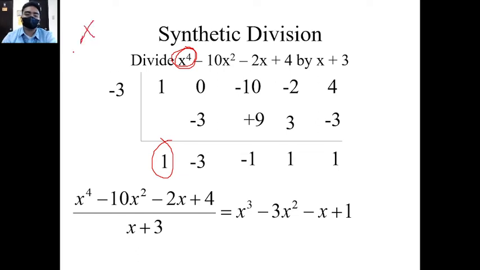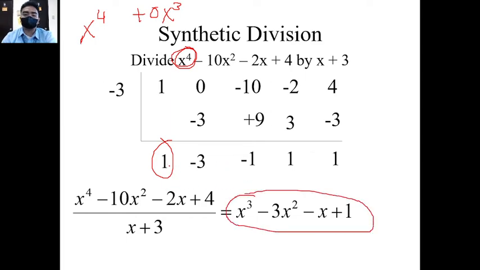It is x raised to 4, isn't it? So what is the next term to it? Isn't it that I mentioned a while ago? It is positive 0 x cubed, isn't it? So your x cubed is the next term that you will be using in your quotient. Okay, so it is raised to x cubed. Then your 1 will become your new coefficient.